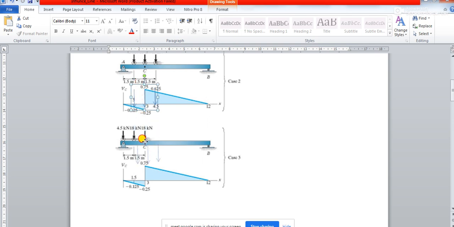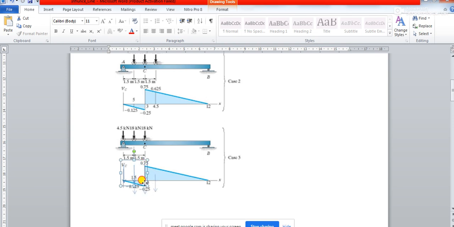First, when this load is moving from here to here, there will be a drop. Because this 18 kilonewton load, when it is coming and moving for another 1.5 meter, this middle 18 kilonewton load needs to drop by amount 1, right? Needs to drop by amount 1.